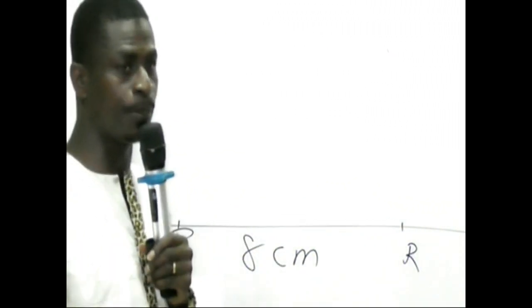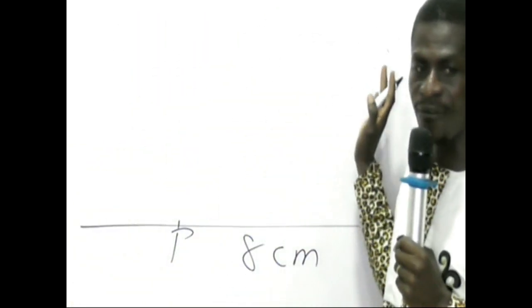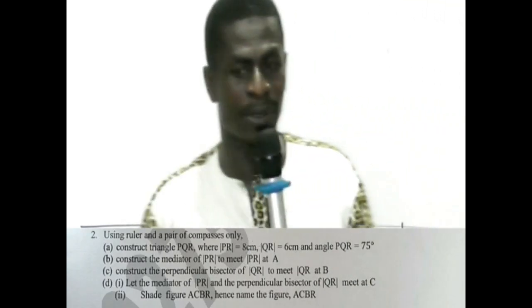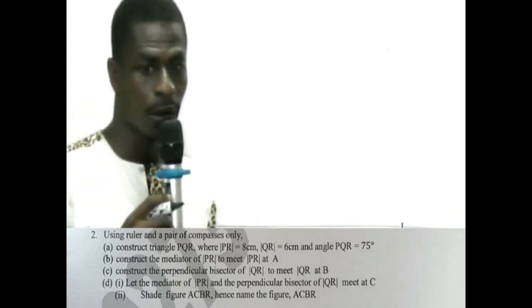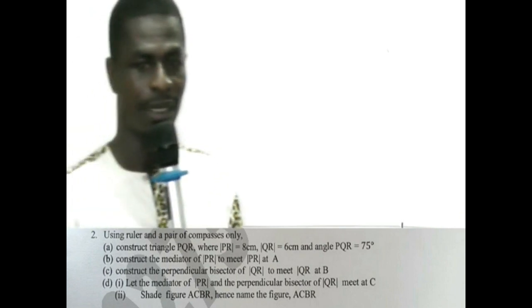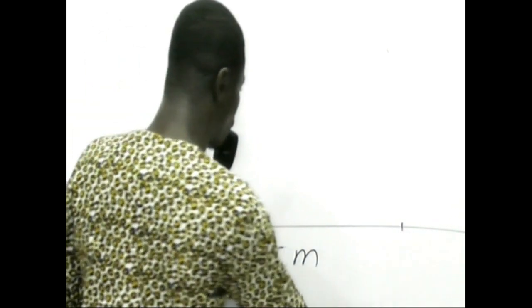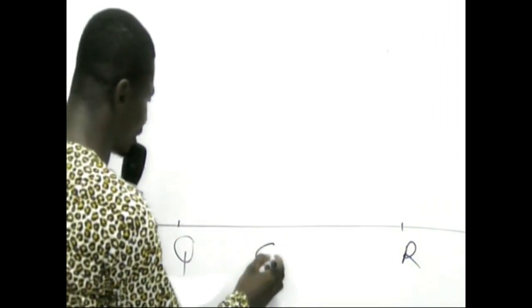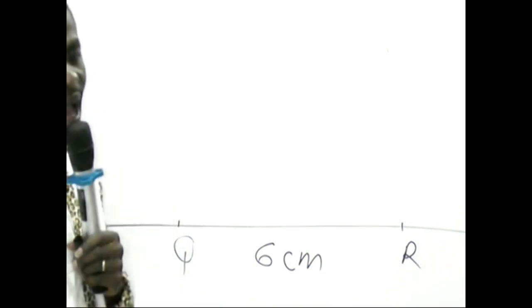Is the angle at P or R? Let me see where the angle is. We have PQR, and the angle is at Q. Our angle is at Q, so we do our QR rather. Our QR is 6 centimeters. So we do our QR, and then we have 6 centimeters there, and then we are supposed to do 75 degrees at Q.